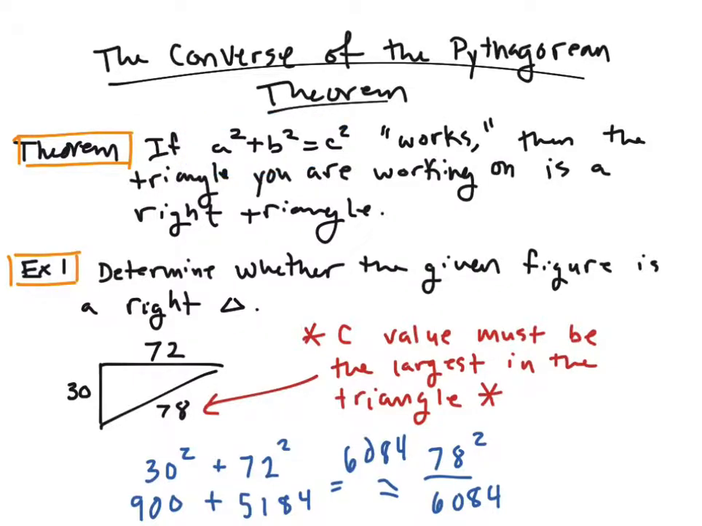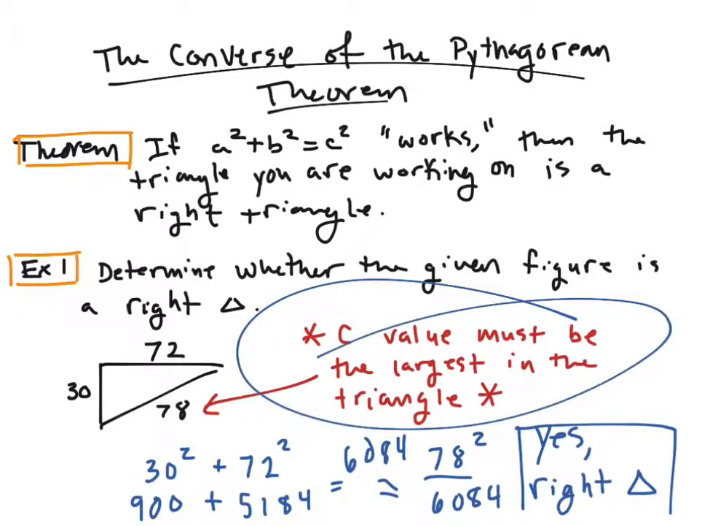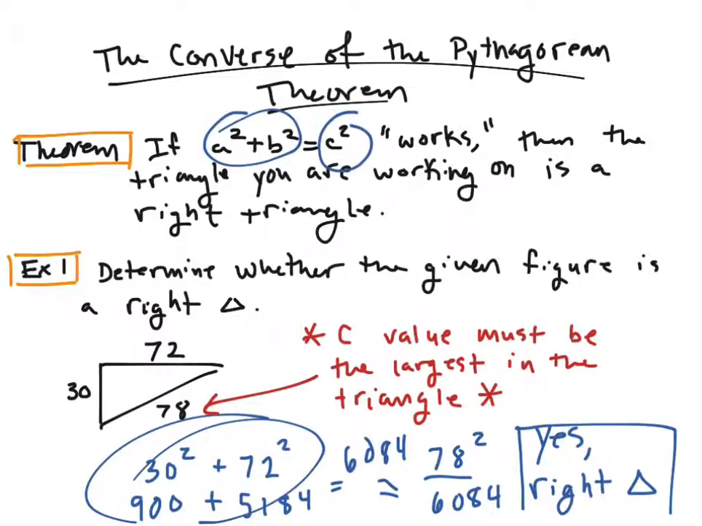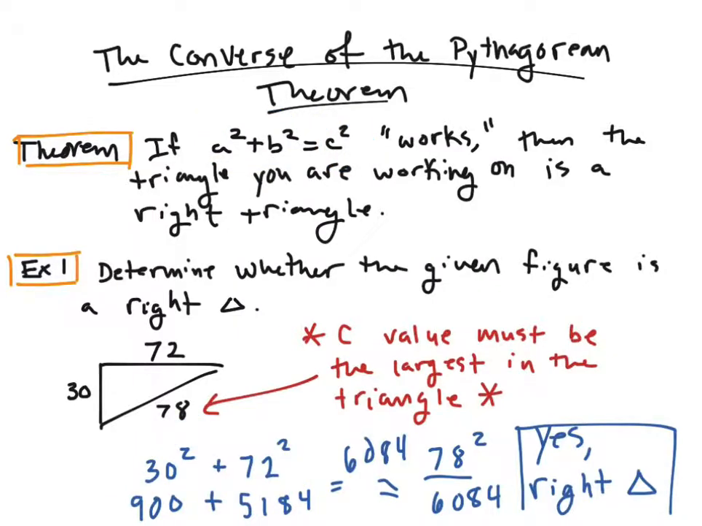So determine whether the figure is a right triangle. Yes, it's a right triangle. And that is all you do for this one. Some things to keep in mind for this problem. The C value has to be the largest out of the three sides of the triangle. And also, all you're doing is checking to make sure that that works. So pick out your C value, square the other two, make sure that this is the same as that. If it's not, then it's not a right triangle. In fact, let's do an example where that happens.